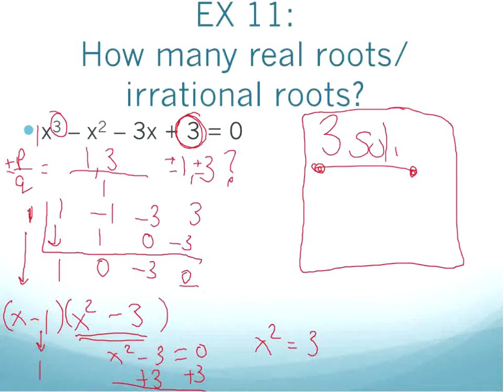Who remembers how to get rid of a square? Good job. You're going to square root both sides. So x is going to equal, and it's always a plus or minus when we're doing square roots, plus or minus root 3.